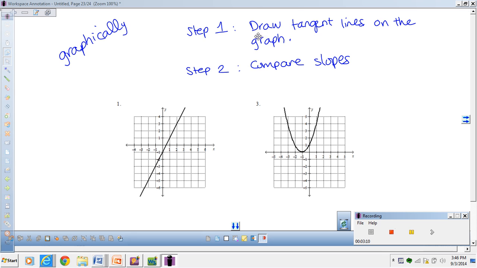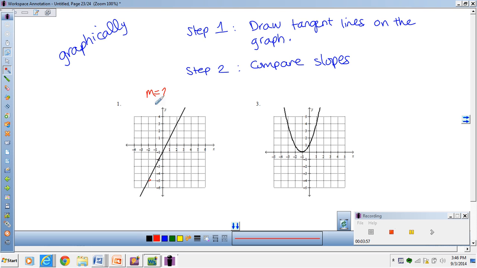So graphically, the first step is to draw tangent lines on the graph so that we can look at their slopes, and then we're going to compare those slopes. So on that worksheet that I gave you today, for number 1, I can't really draw a tangent line to this because it's already linear. So what I want to do is find the slope. I pick 2 points that cross perfectly on the grid, and I see that the slope here is 2. And then I come up here, right here and right here, and I can tell that my slope is 2 there as well. And right here it's also 2, and so on and so forth. So everywhere on this graph my slope is 2.